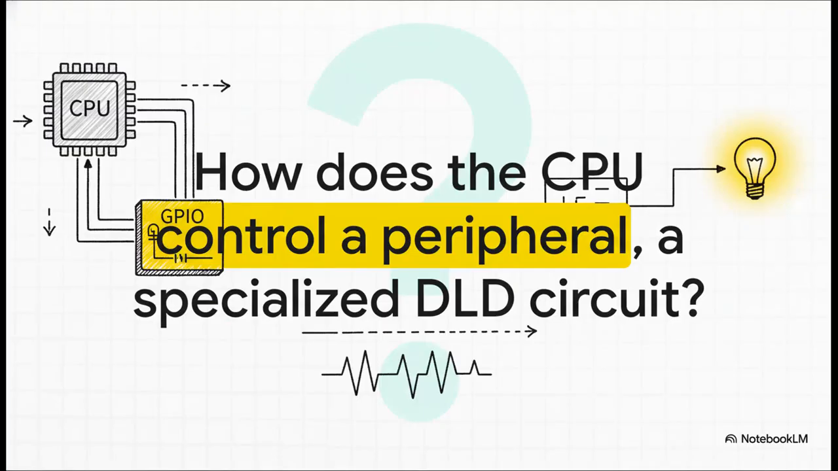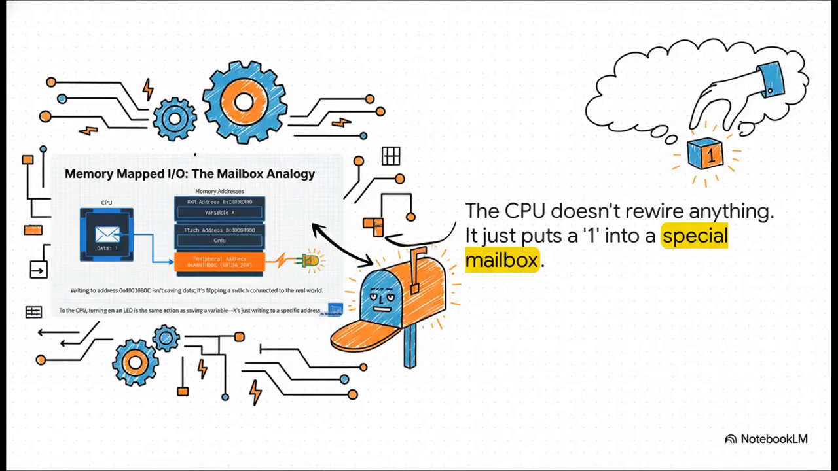This is the next big hurdle, right? The CPU can't just reach out and physically rewire the GPIO peripheral. So how in the world does it tell an LED to turn on? The answer is this concept called memory-mapped I/O. And the absolute best way to think about it is this mailbox analogy.